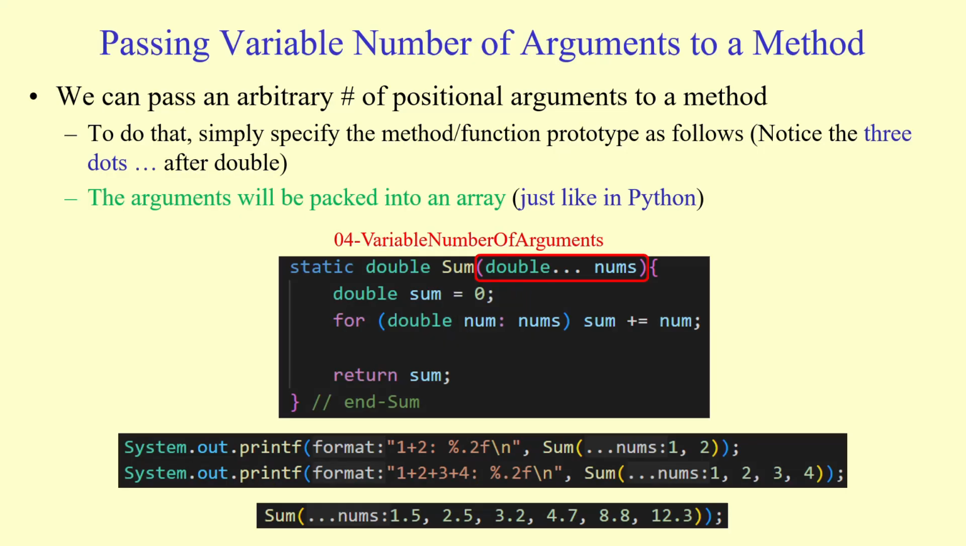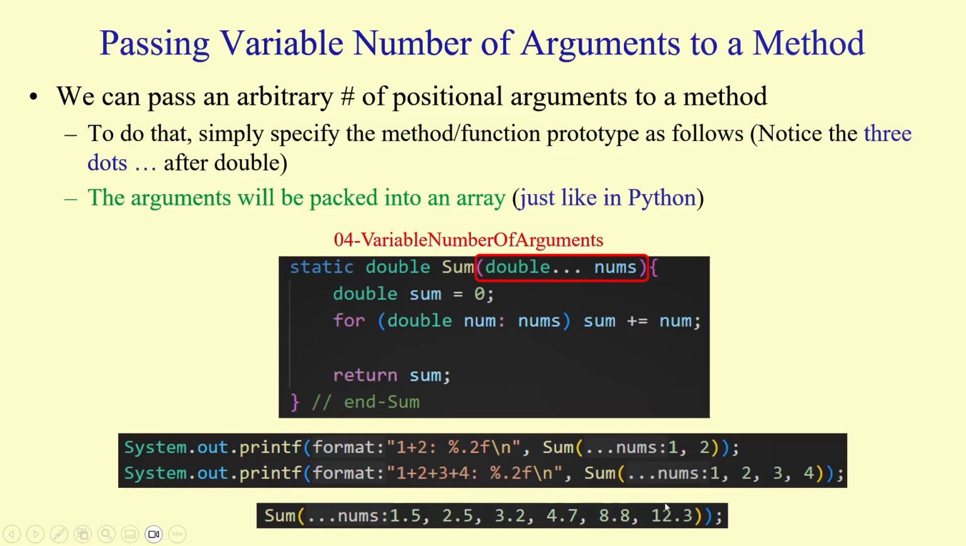In Java, it is possible to pass an arbitrary number of positional arguments to a method or function. To do that, we simply specify the method function prototype as follows. We say the data type, double, and then we put 3 dots after the data type, and then the variable name. What happens is you can now pass an arbitrary number of parameters. So in the first one, I'm calling sum with 2 arguments, 1 and 2. And in the second call to sum, I'm passing 4 values. And in the third one, I'm passing 1, 2, 3, 4, 5, and 6.